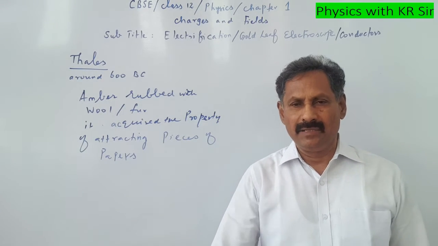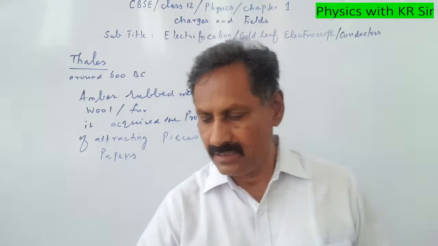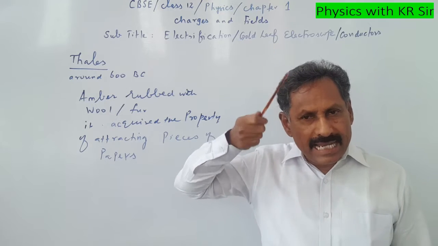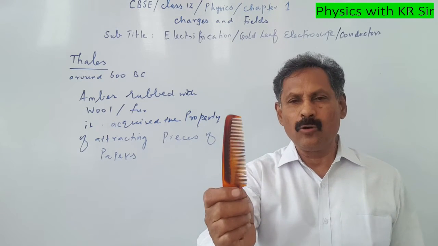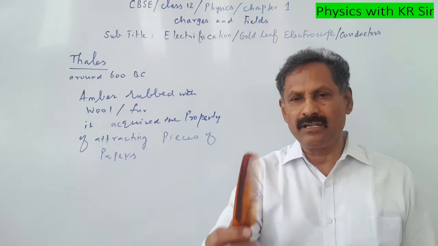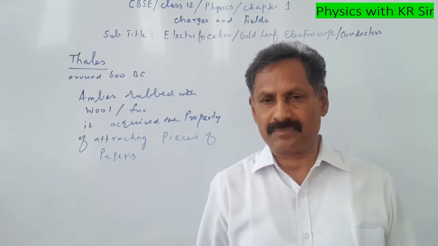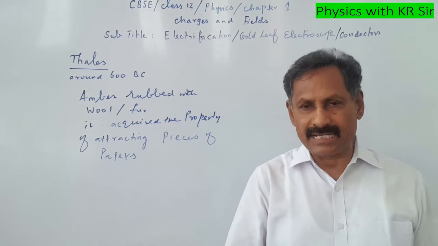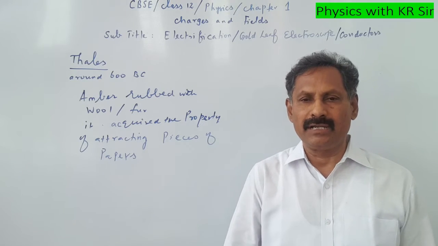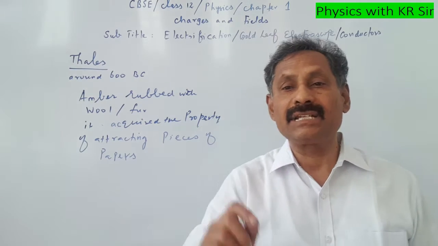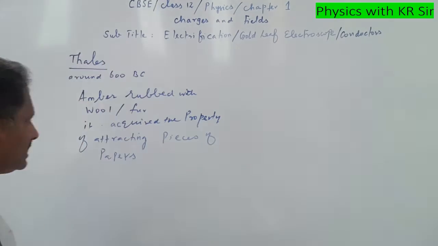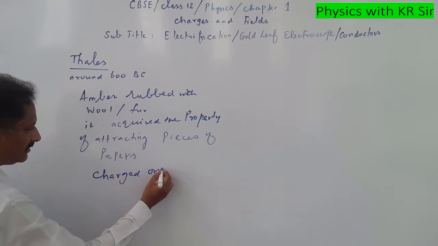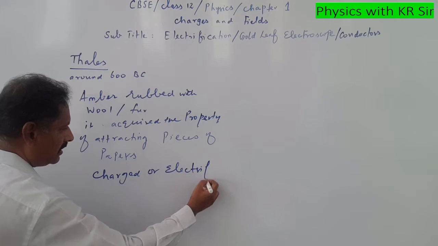But normally, in practice, we can also experience this. Let us take a comb. If we comb our dry hair, the comb also gets the property of attracting pieces of paper. Now the body which acquires the property of attracting paper or lighter bodies is called charged or electrified.